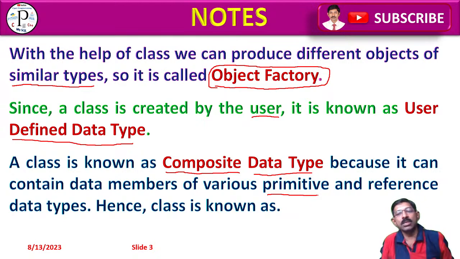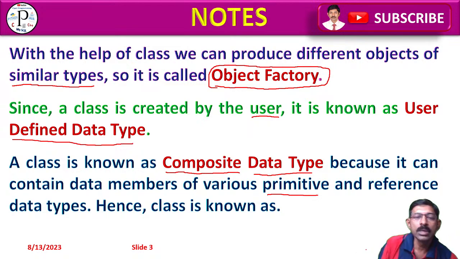Can we call the string a primitive data type? Here is a question for all of you. Can we call string a primitive data type? So these are my primitive data types: integer, character, float, double, boolean.